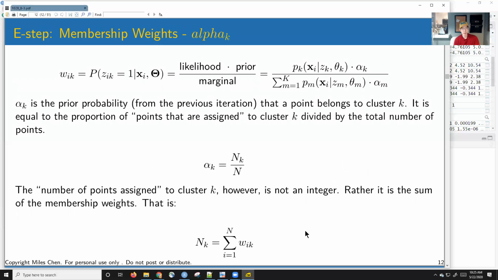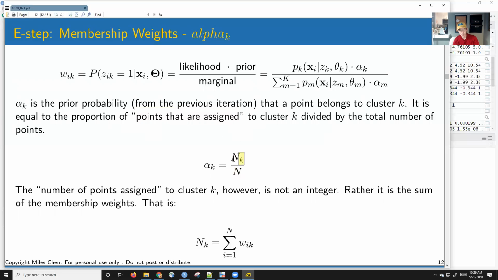All right, so the alpha sub k's are the prior probabilities. These are the prior probabilities from the previous iteration that a point belongs to cluster k. This is basically the proportion of points that are assigned to cluster k. I put assigned in quotes because points are not truly assigned. But it's basically the number of points assigned to k divided by the total number of points.